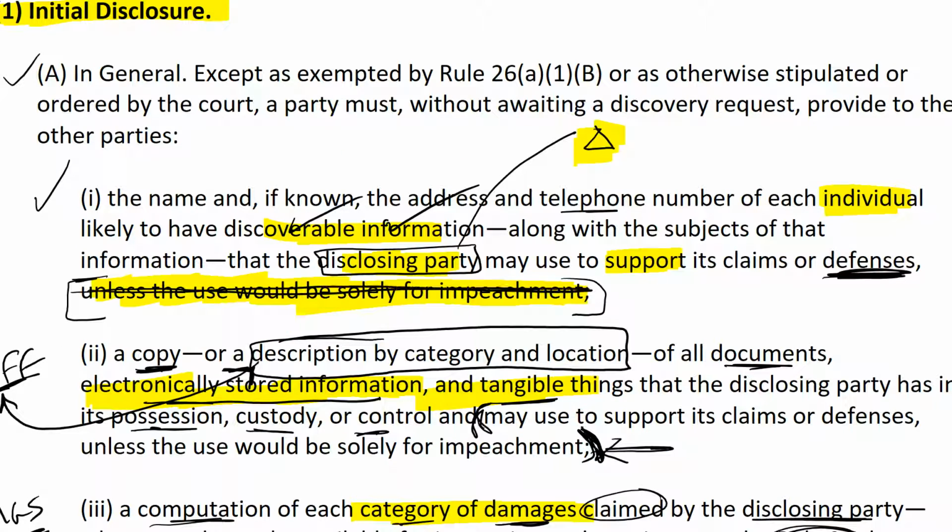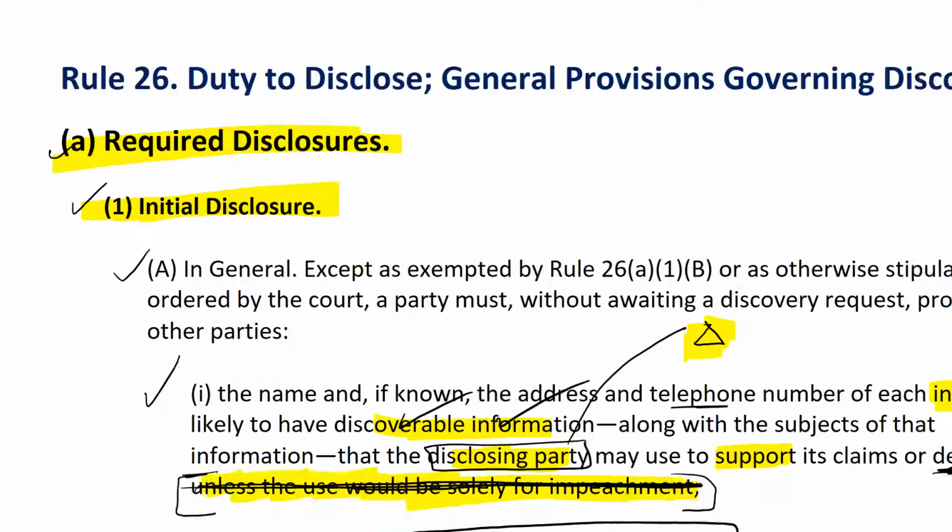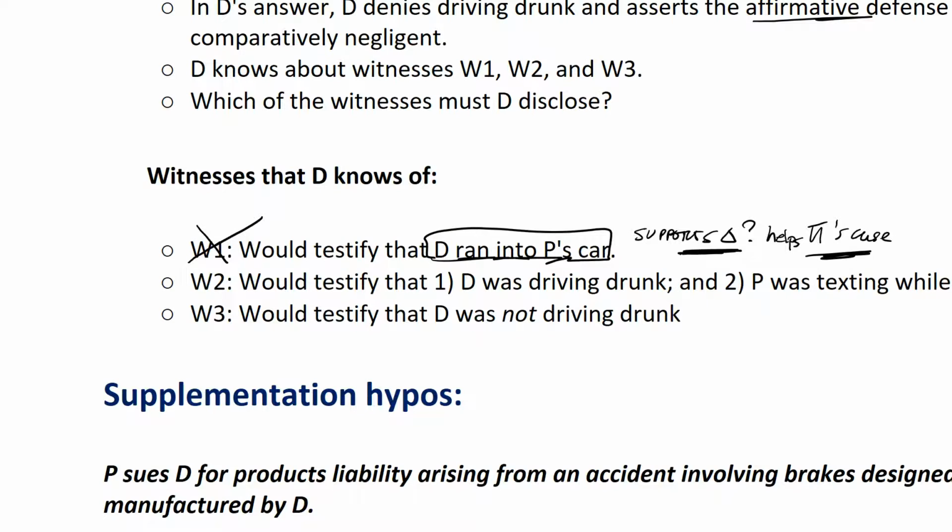Rather, the only thing that witness one could say is that D was drunk, right? That's what it says. Yeah, no, D ran into P's car, that's right. That doesn't support the defendant. That helps the plaintiff's case, and it's not impeachment evidence. Therefore, since the information helps P's case, no disclosure of witness one.